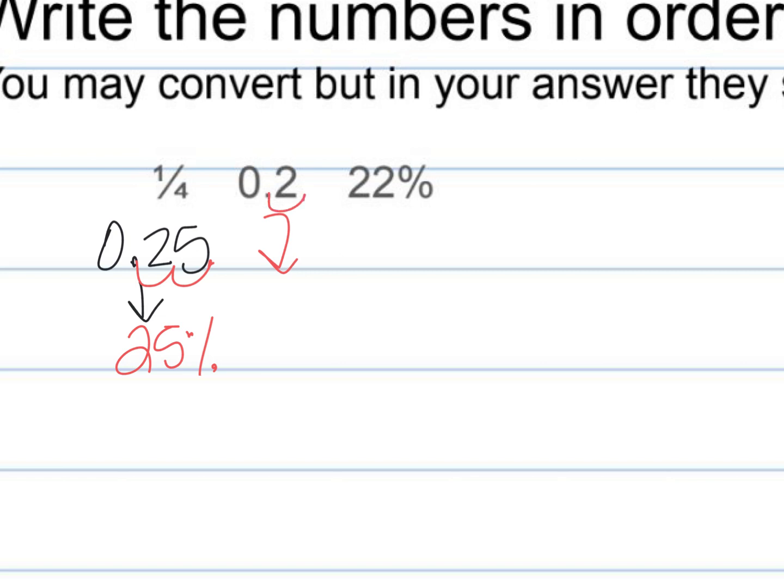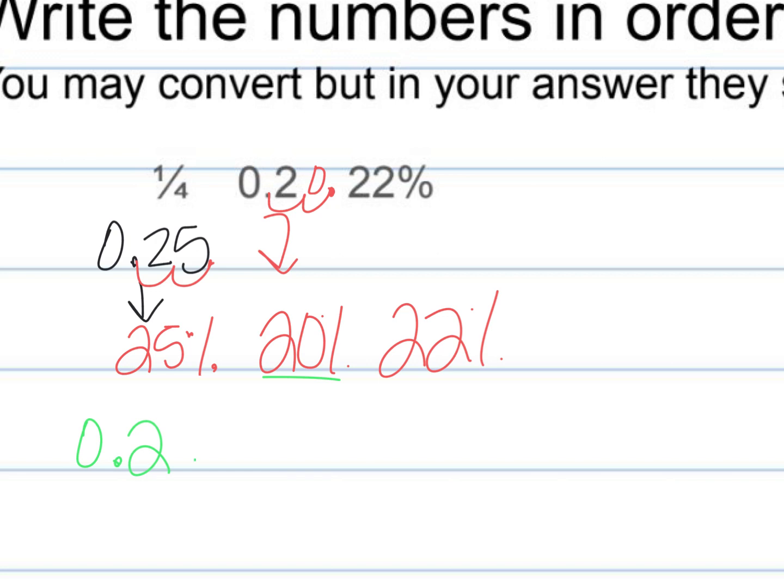2/10, move the decimal 2 to the right, add that 0. My decimal lands there. So I have 20%, and then I have 22%. We put them in order from least to greatest based on the form that you were given. So obviously 20% is the least, so I'm going to rewrite it in the form that it was given to us, then 22%, then 1/4, because it was given to us as 1/4.